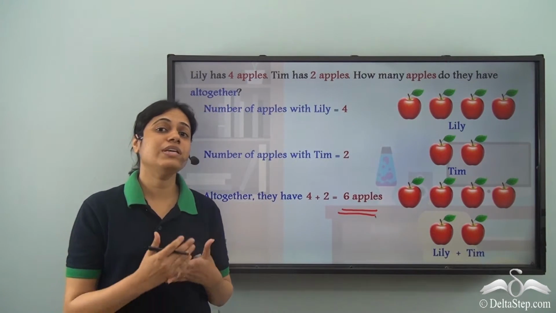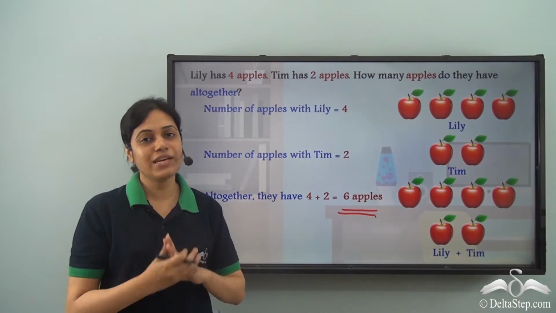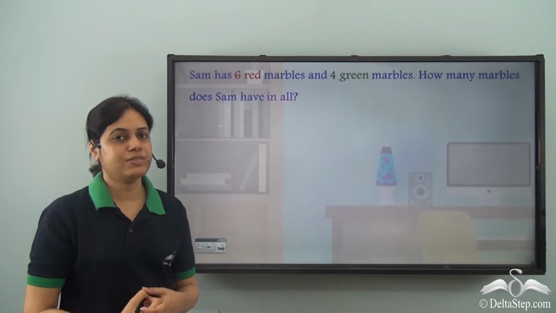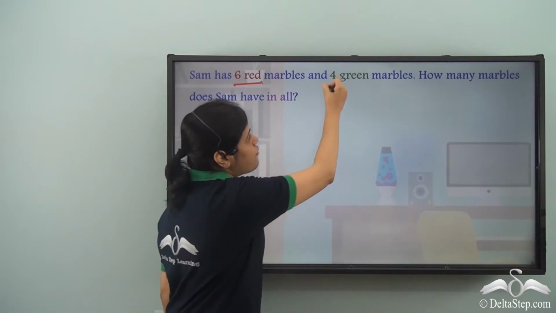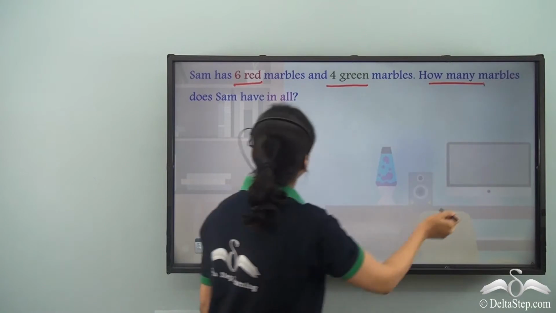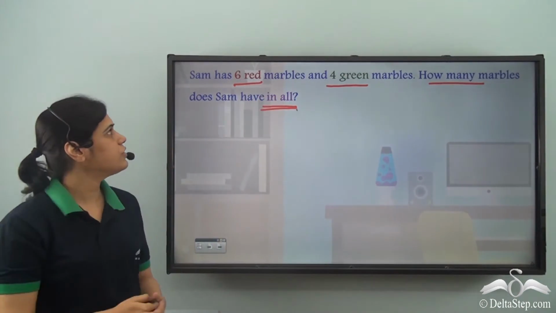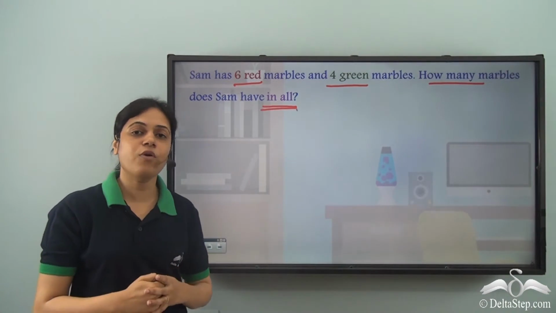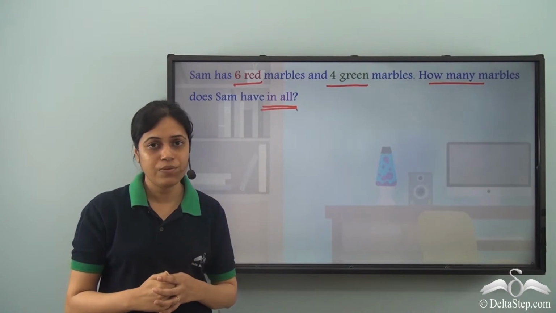So you see how easily you have solved the problem of Lily and Tim using addition? Let's go ahead and solve some more problems. Sam has 6 red marbles and 4 green marbles. How many marbles does Sam have in all? So let's help this boy Sam. He has 6 red and 4 green marbles. So how many marbles does he have in all?